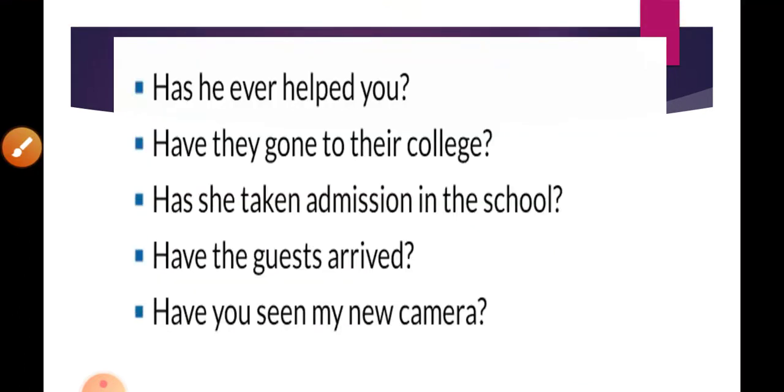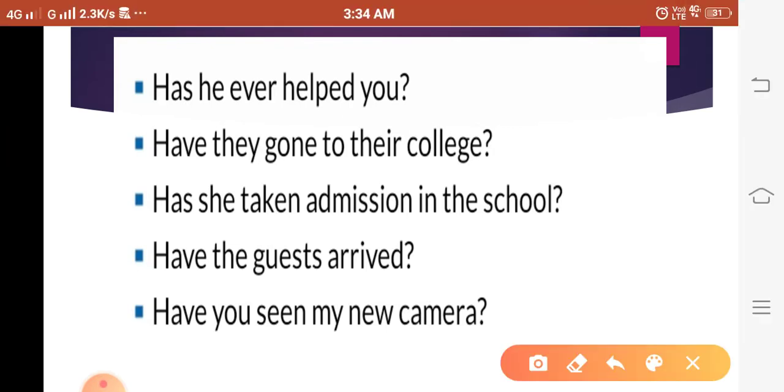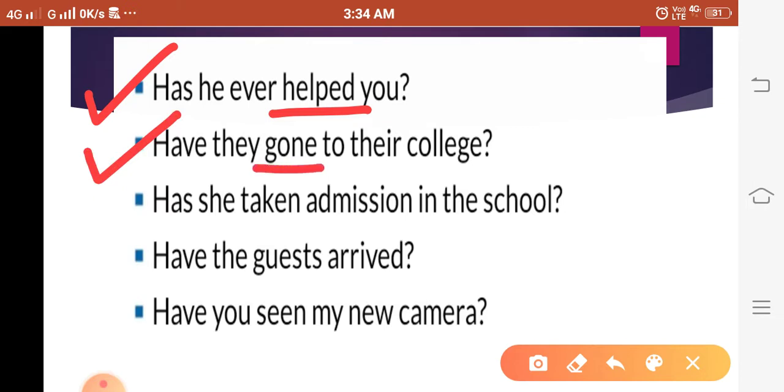Now we will talk about some other examples of interrogative sentences of present perfect tense. So first, has he ever helped you? Helped is the third form of the verb help. Have they gone to their college? Gone is third form of the verb go. Has she taken admission in the school? Taken is third form of the verb take.